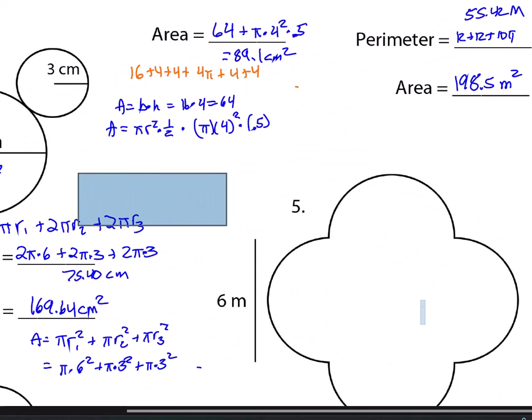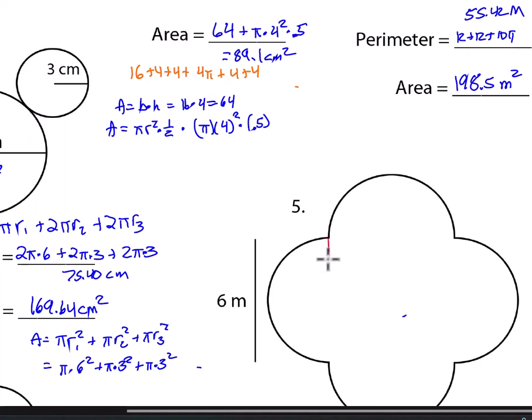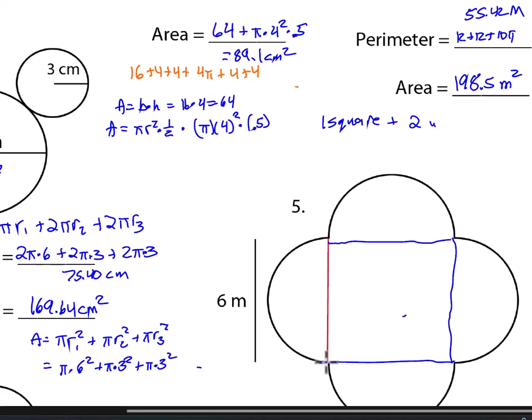Okay, so now what do we have here? That's a strange shape, but we have to identify what this is really made of. If you look closely, you can see we have a square, and around the square we have four half circles. So we have one square plus four half circles makes two whole circles.